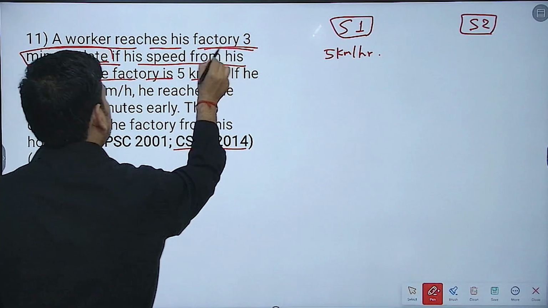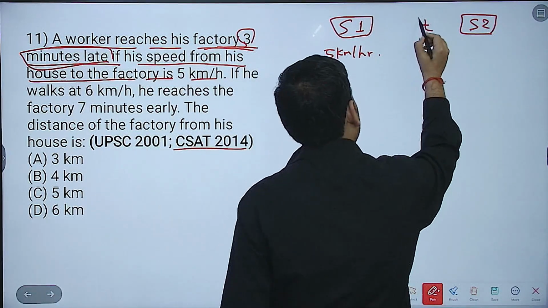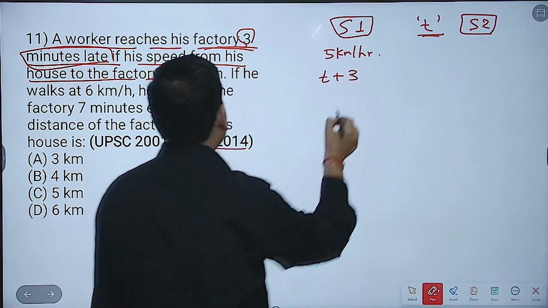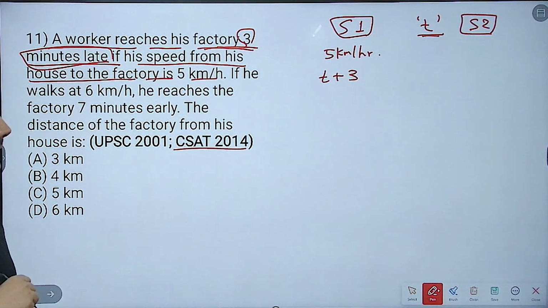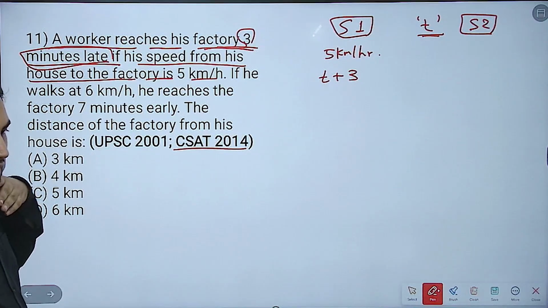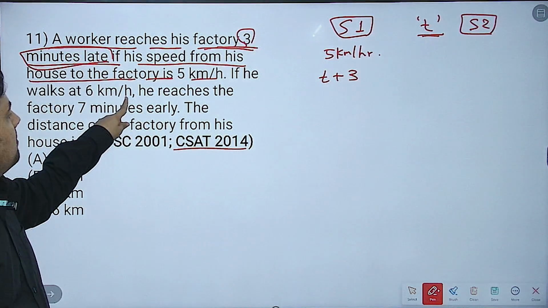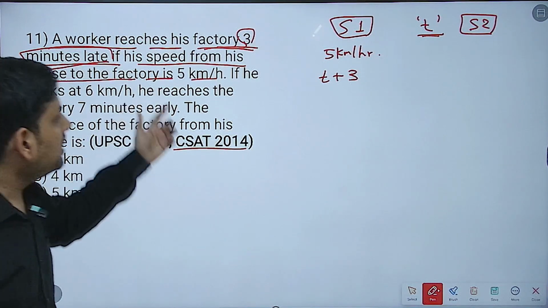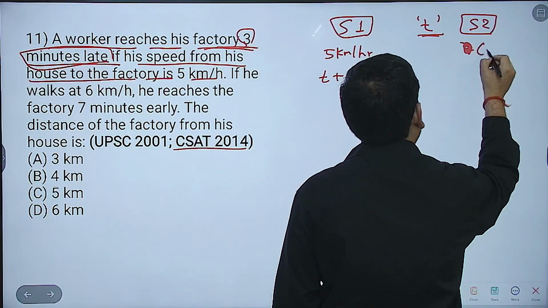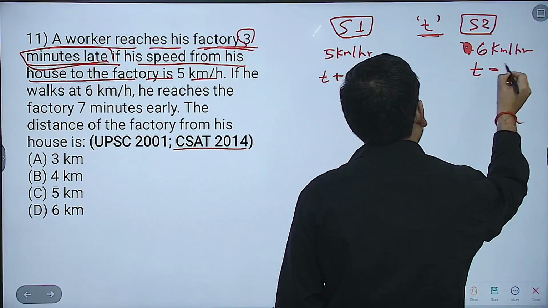Now you already know how you take time. Scheduled time is always taken as t. So if t is scheduled time, he reaches 3 minutes late, that is t plus 3. Simple. Then let's see the second scenario. If he walks at 6 kilometers per hour, he reaches the factory 7 minutes early. So now scenario 2 is what? If he walks at 6 kilometers per hour, he reaches 7 minutes early, that means t minus 7.